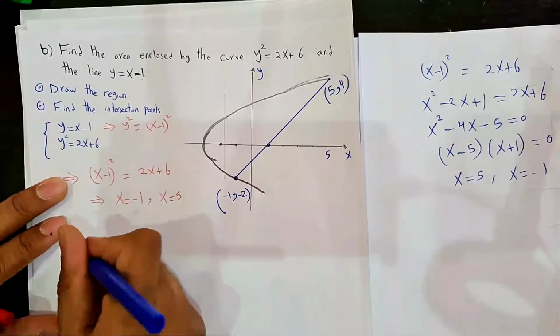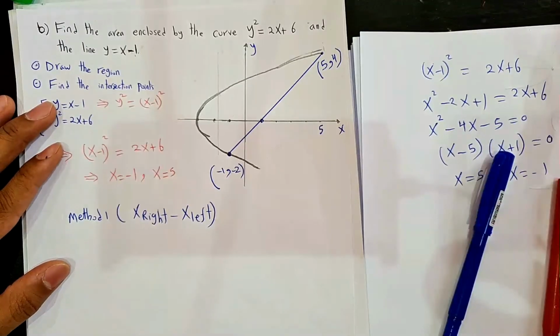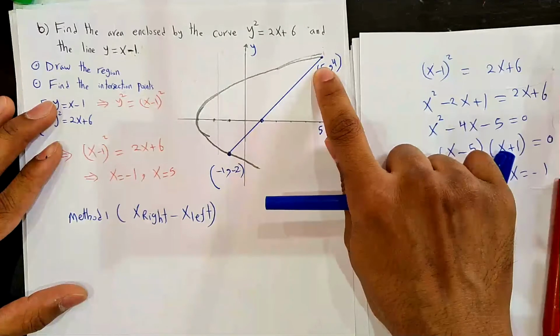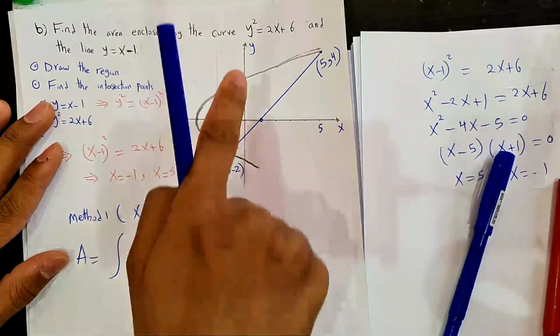Now I will apply the x right minus x left method. Before we solve, what is the right? Clearly it is the line. What is the left? It will be the parabola. Is this clear?